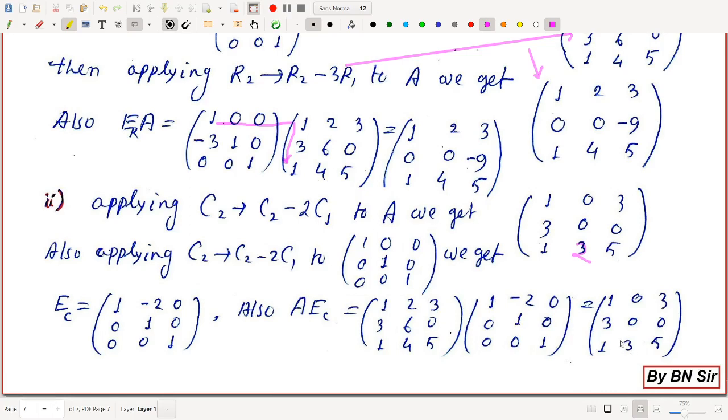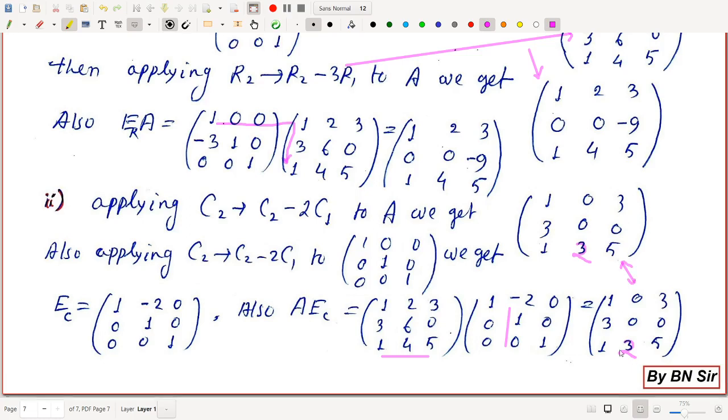So we have to check only this element, the element in the third row, second column. Let us multiply the third row with the second column. See, 1 into minus 2, plus 4 into 1, 4, so plus 2, and 5 into 0, so it will be 2. Okay, so correction done. See, A into EC is equal to this matrix, and these two matrices are the same. You can see they are the same.